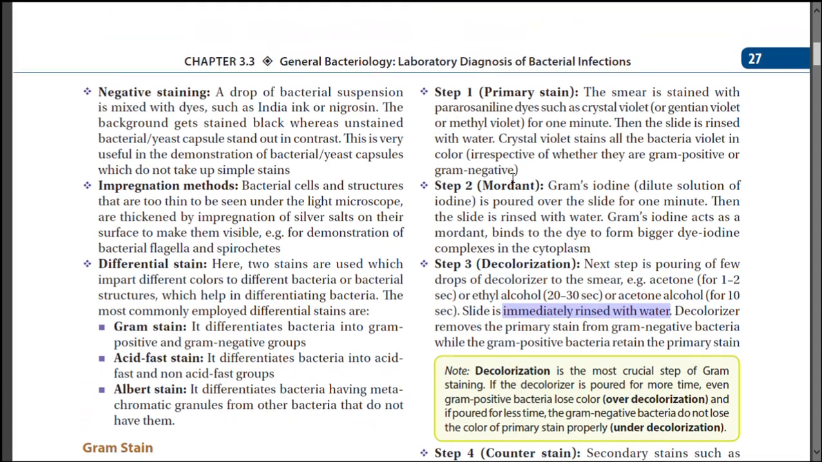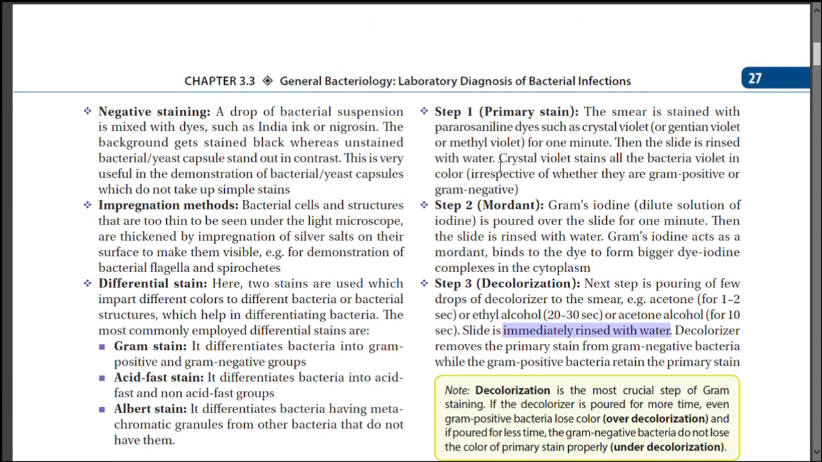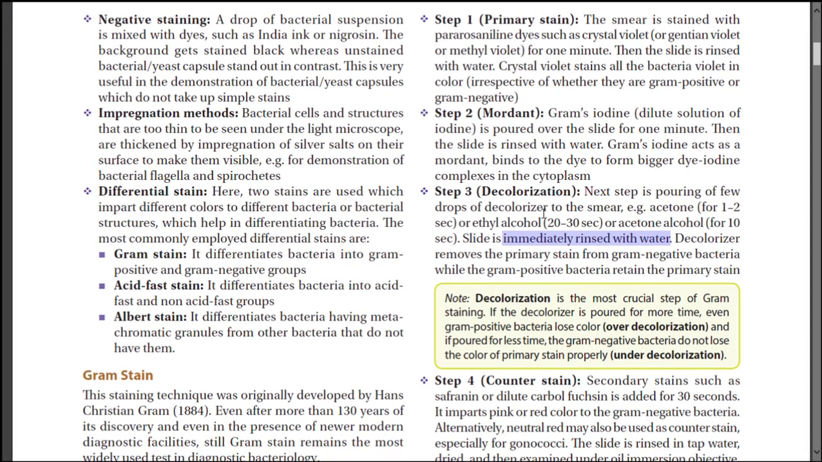So in the first step, what we saw, methyl violet or crystal violet should be added. In the next step, we need to add Gram's iodine. Gram's iodine is a dilute solution of iodine. And in the next step, step 3, we will add acetone, which is a decolorizer.